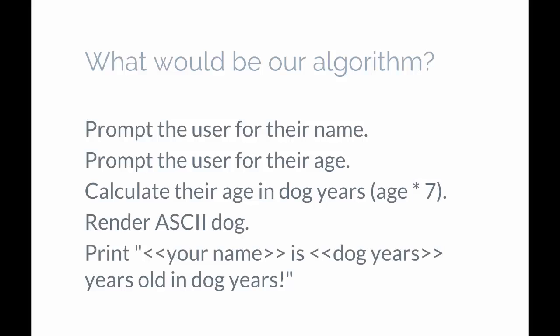So here's an algorithm to solve that problem. Prompt the user for the name, prompt the user for the age, calculate their age in dog years, render the ASCII dog, print your name is dog years old. Done. Ricky, if I gave you this, could you write this program? Yeah. Without even thinking about it, right? Pretty straightforward. Easier than the last one. Possibly.